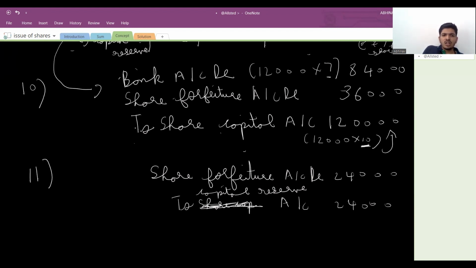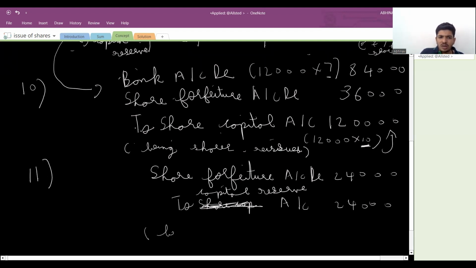Now write narration also for these two entries. Being shares reissued. Now see, they may cut half mark if you don't write narration. You don't need that. So always write down the entries first, then spend time for narration in the last minutes of the exam. Don't write narration with each and every entry because you may lose a lot of time. Depending on the time left, you finish it. Because if you don't write narration, they cut only half mark. But if you don't write the entry, then you lose way more.